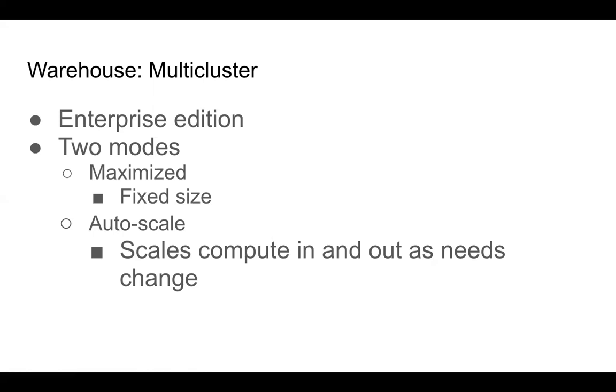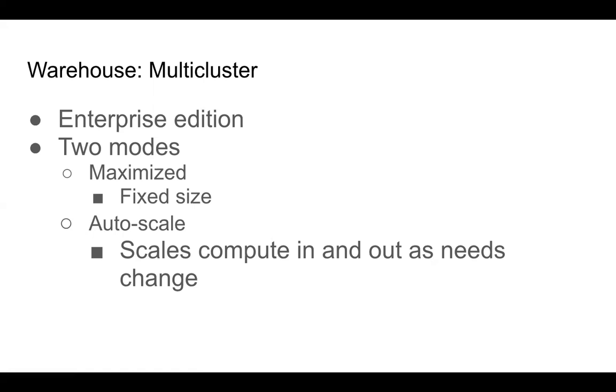With auto scale, what you'll do is set the min and max to different values. Then the number of clusters is going to change based on need and demand. So let's say we set the min to 1 and the max to 3. If a lot of people start submitting queries and the queries are taking a little while, then it'll add more clusters. If people go to lunch and stop submitting queries, it's going to reduce the number of clusters.